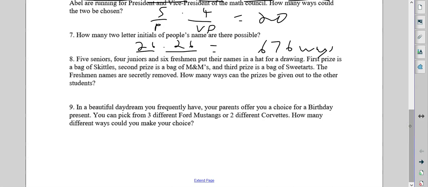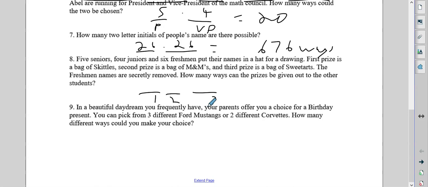We have 5 seniors, 4 juniors, and 6 freshmen. Okay? They put their names in a hat for a drawing. First prize is a bag of Skittles. Second prize is a bag of M&Ms. And third prize is a bag of Sweet Tarts. Okay? So, we have 3 prizes. First, second, and third place. The freshman names are secretly removed. How many different ways can the prizes be given out?